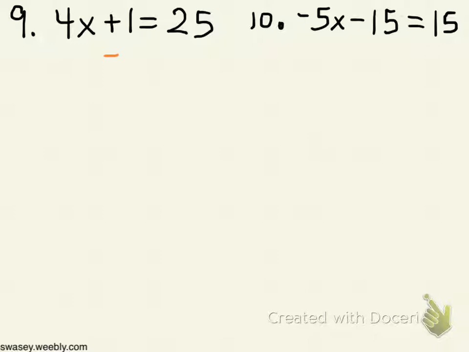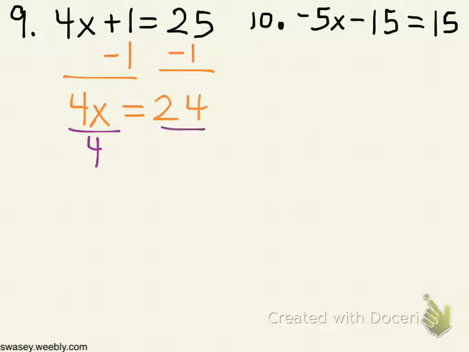9 is another two-step equation. Subtract 1 from each side. Get 4x equals 24. To get rid of multiplying by 4, divide by 4 on each side. And so x is 6.